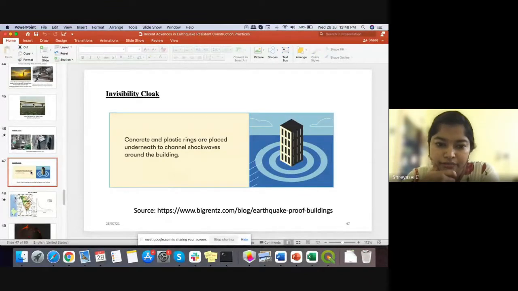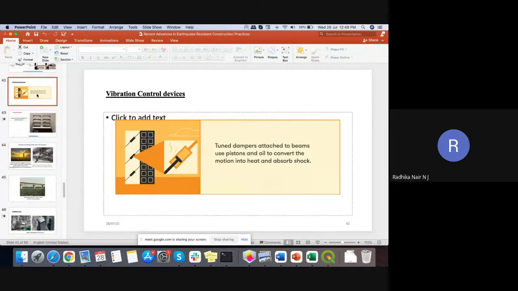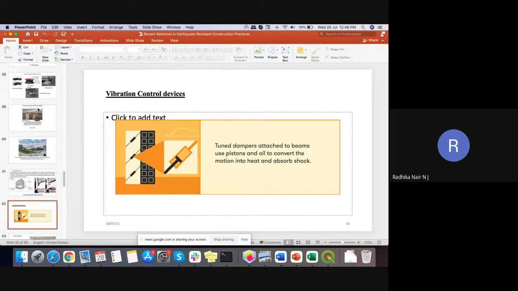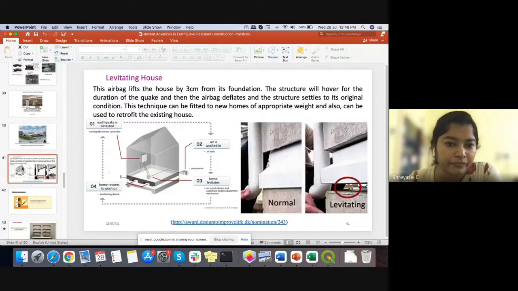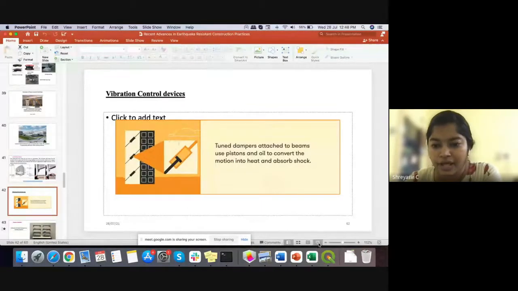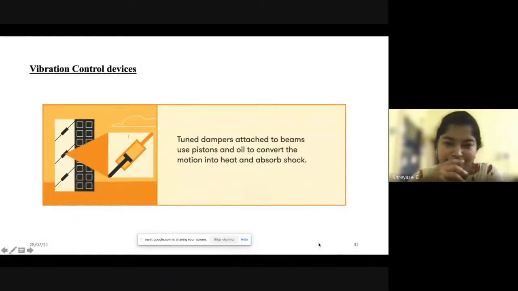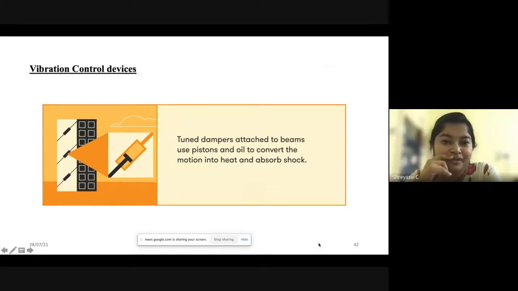Was the call there till here? No, ma'am. Okay. Ma'am, levitating house. Okay. So after levitating house, yes, you were disconnected. Okay, sorry. Actually, I saw the call, but I thought it was someone else. Okay, sorry. Yeah, let me know if I'm not there, or maybe I will only check.